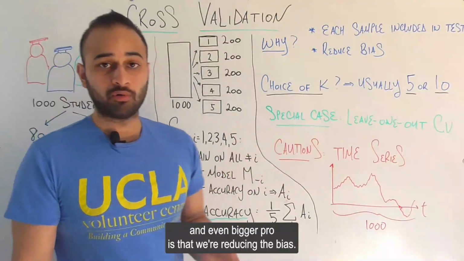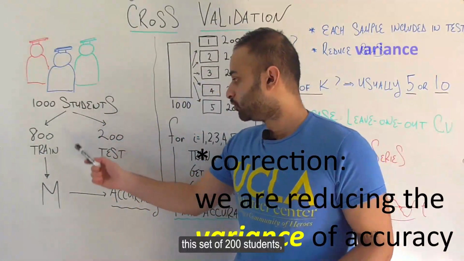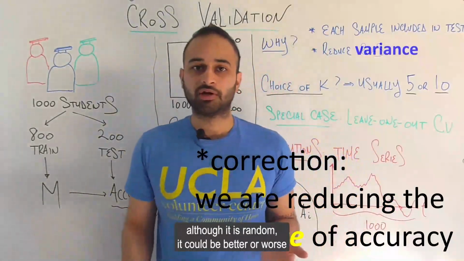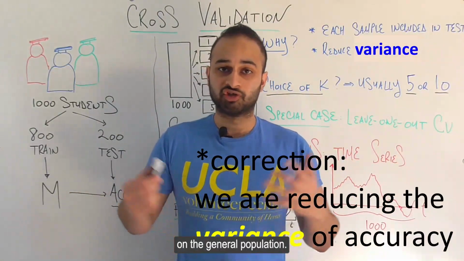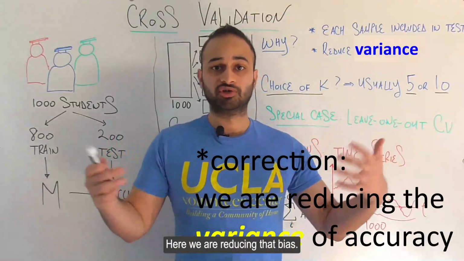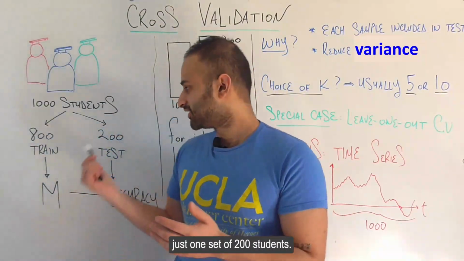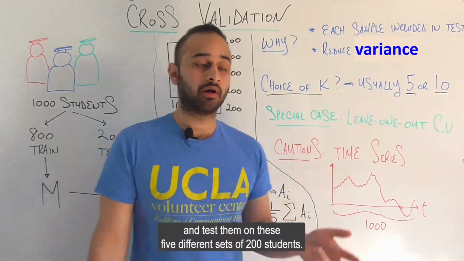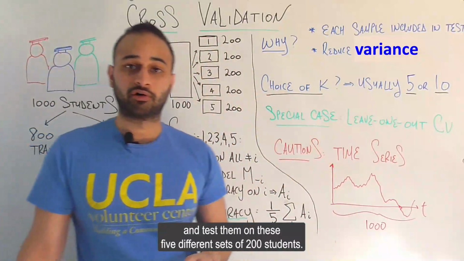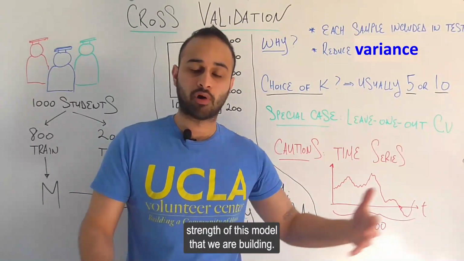An even bigger pro is that we're reducing the bias. So something I said earlier was that this set of 200 students, although it is random, it could be better or worse than the true performance of the model on the general population. Here we are reducing that bias. I'm saying, all right, I'm not going to go ahead and use the model on just one set of 200 students. I'm going to build 5 separate models and test them on these 5 different sets of 200 students. So we start getting a better idea of the true strength of this model that we are building.